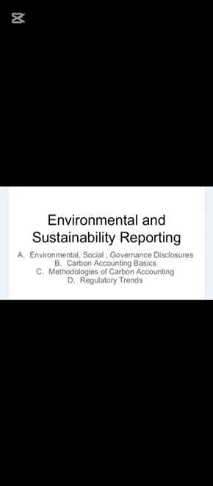In this lesson, we will be learning about environmental sustainability and reporting. And under that, we will look at the various subtopics: environmental, social, and governance disclosures, carbon accounting basics, methodologies of carbon accounting, and regulatory trends. So we'll be looking at what is environmental and sustainability reporting.